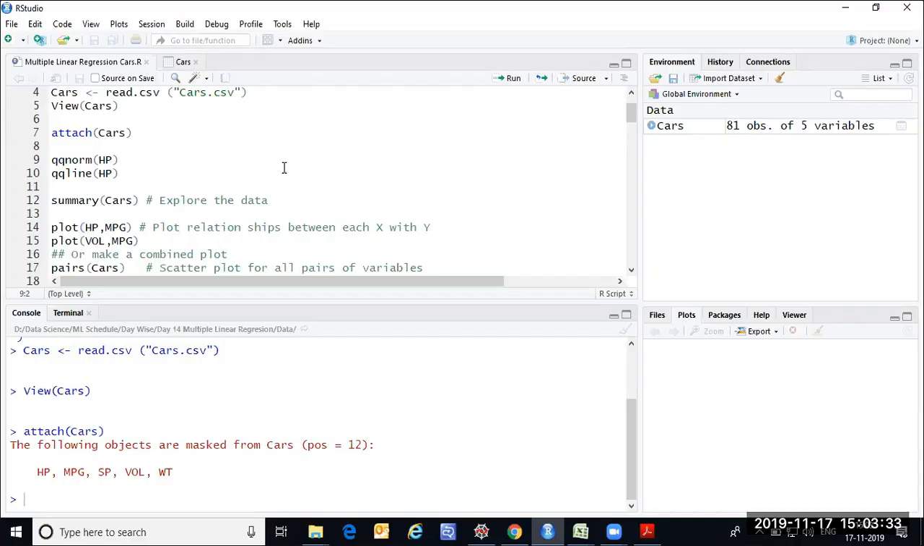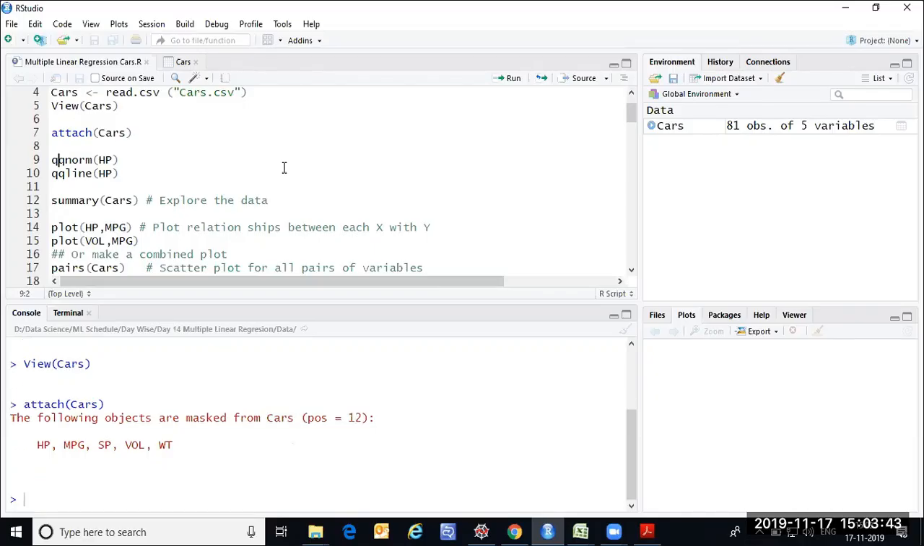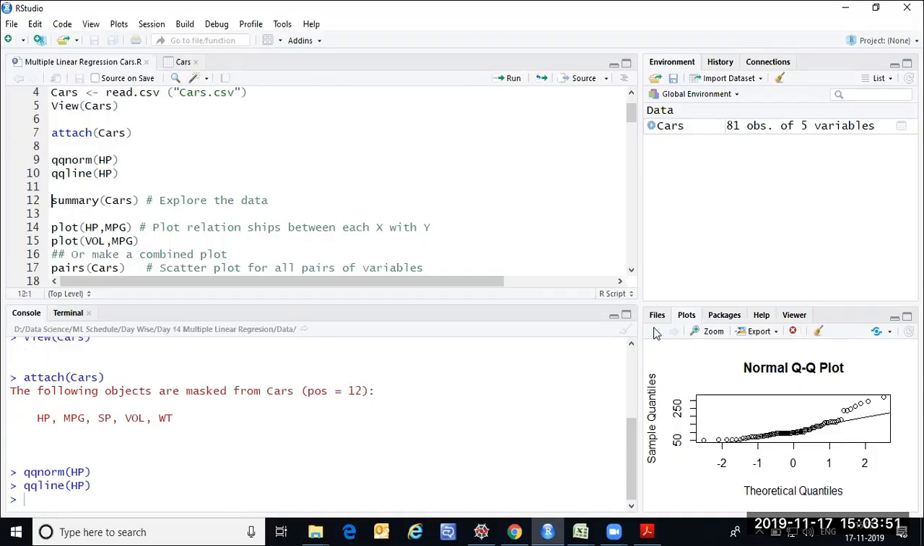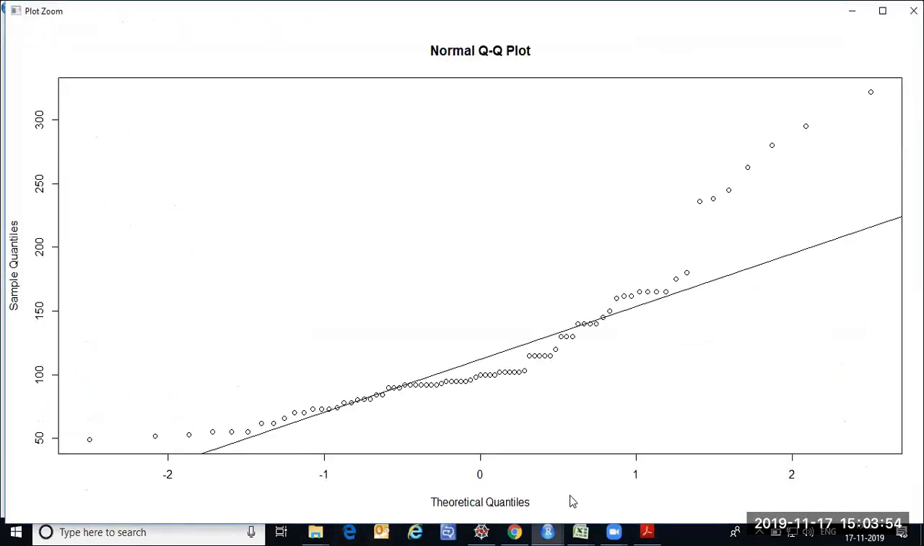What do we use this QQ norm for? Which graph? Linearity. QQ plot, right? Quantile plot. You just need to explore a bit about that function, what all arguments you need to pass in. You can make the graphs very beautiful. Okay.